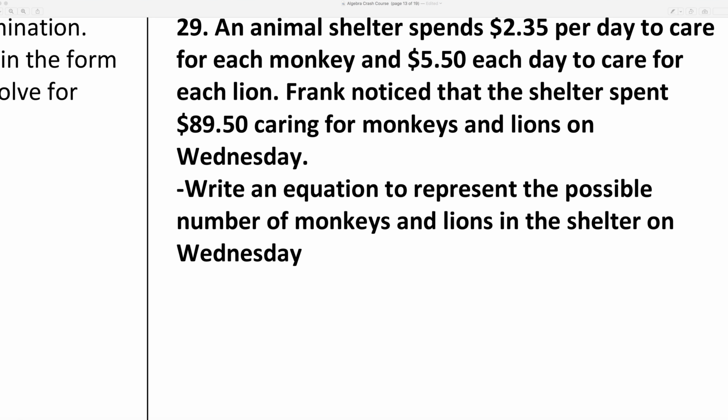So he said that it costs $2.35 to care for a monkey and $5.50 for a lion, and he noticed that they spend $89.50. Write an equation. So the equation's simple. It's 2.35 times the monkeys plus 5.50 times the lions equals 89.5. That's the answer to question 1.